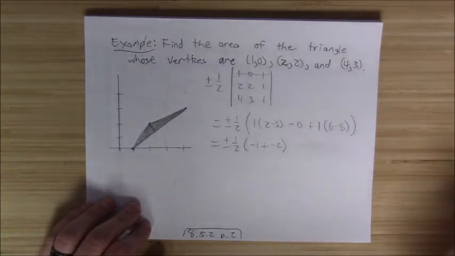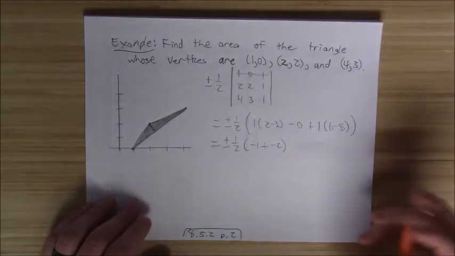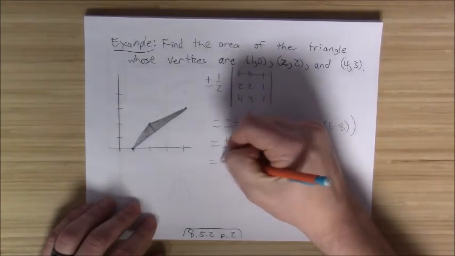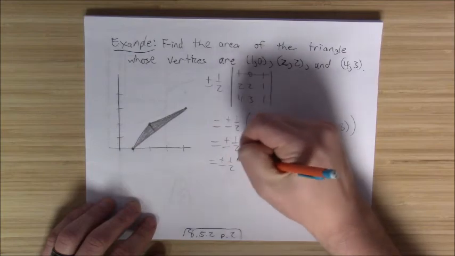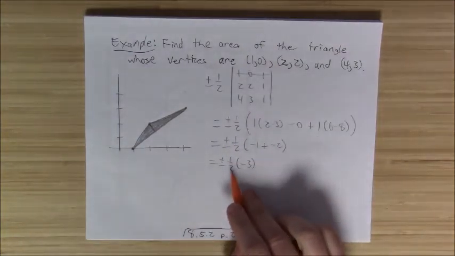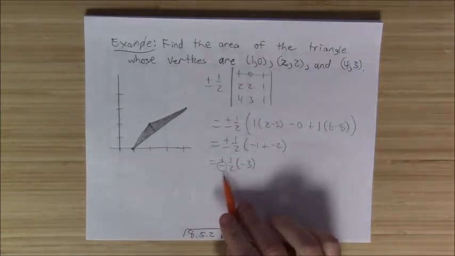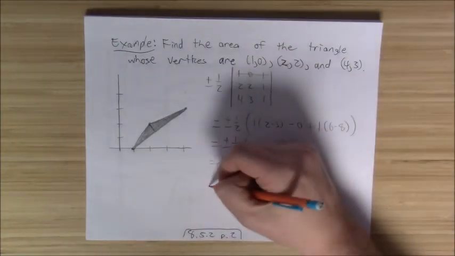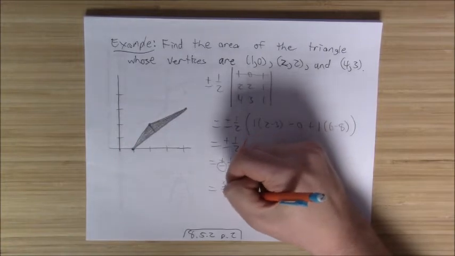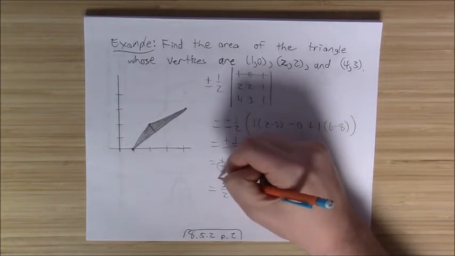So that's plus or minus 1/2 times negative 3. Now we're going to choose minus because we want this to be a positive number. So the area is going to be 3/2. And so it's really not too bad.